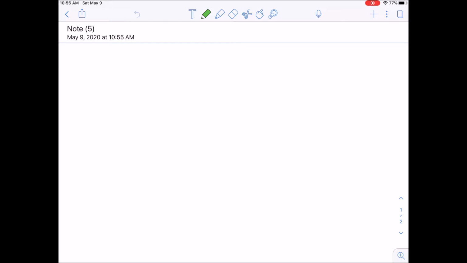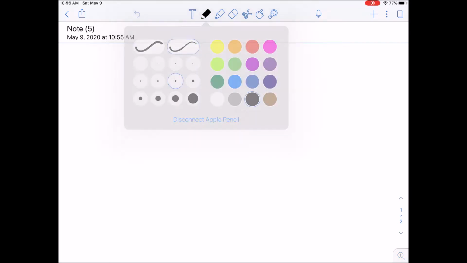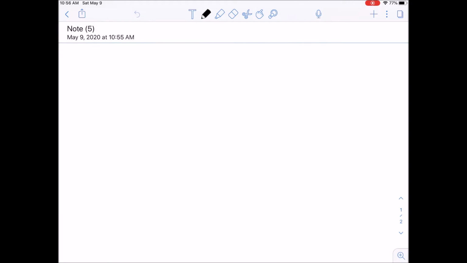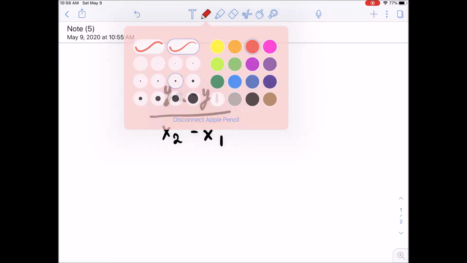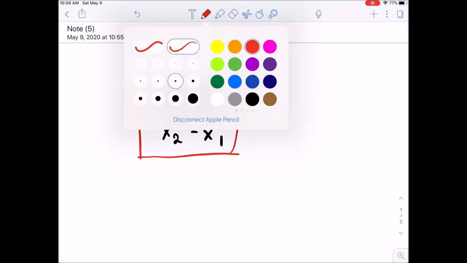Okay, so today we have a new thing. We have slope-intercept form. Well, not slope-intercept form. It's just a slope formula that we use when we have two coordinate points. This is y2 minus y1 over x2 minus x1. Alright, so this is the formula that we have here. Really straightforward.